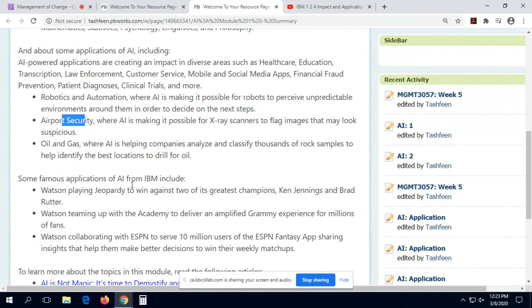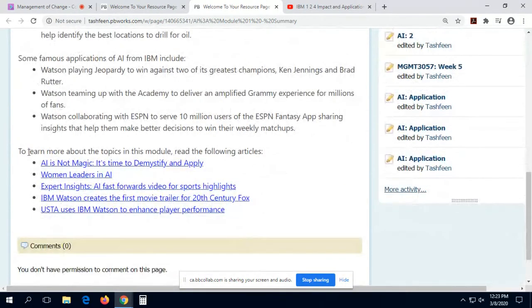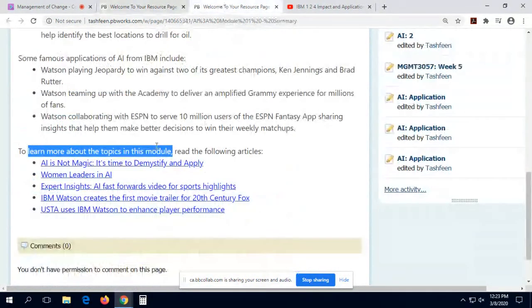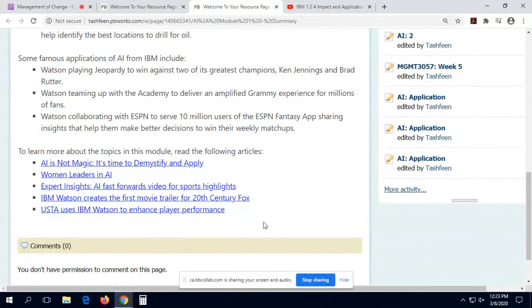But yes, because there is a lot of information on the site, it takes time to read and reflect. So in your own time, you are going to do that in the last part of this link, module summary. I have posted some links which I liked. Someone used the term that it is like magic, and I agree. AI is like magic, but this article says AI is not magic. It is time to demystify and apply. Yeah, so application is the real deal.